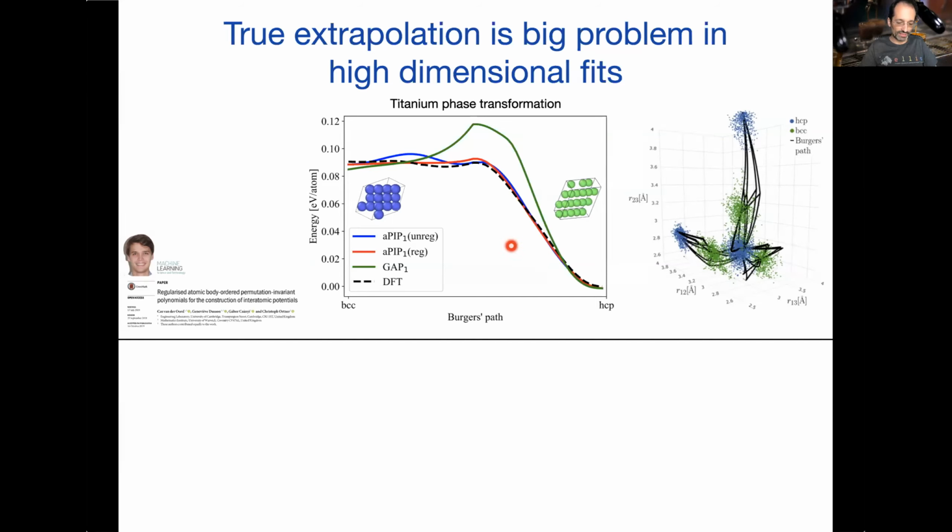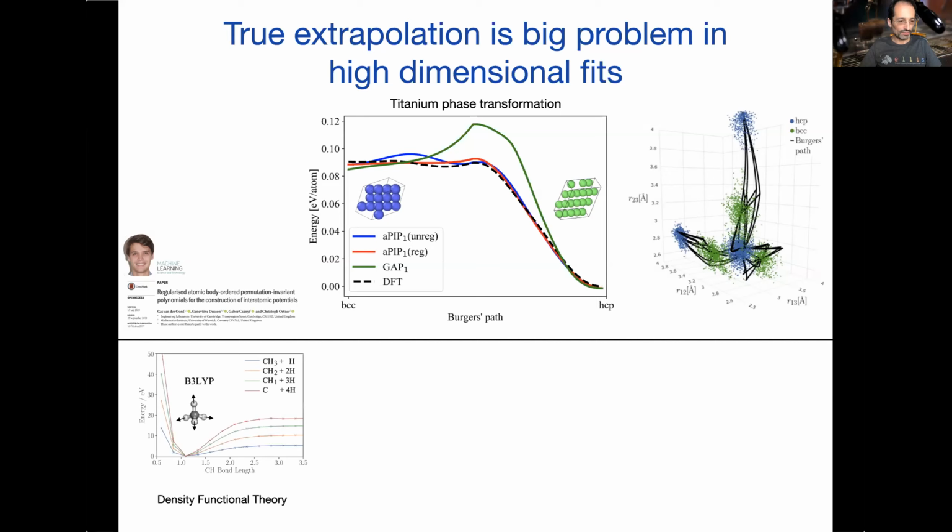So this is one attempt, PIPs, and that's instead of kernel machines, now that we have learned a lot about how to do this, we go back to linear fitting using polynomials. So here's another example of the same thing. You take methane, and again, we shake it around a bit, fit data just around here, and then we remove a number of hydrogen atoms. So that's something that we haven't trained the potential to do whatsoever. This is what happens if you do that with DFT, different numbers of hydrogen removal.